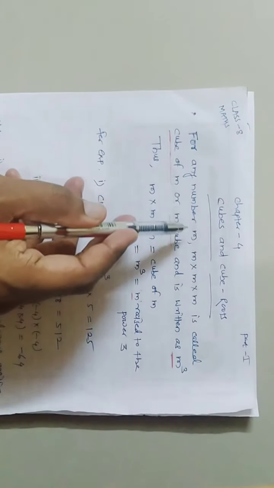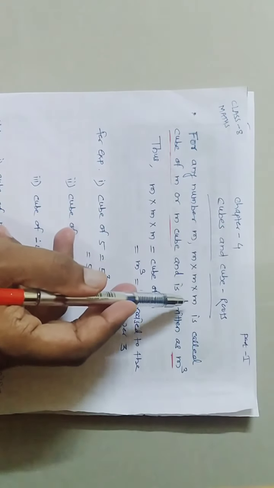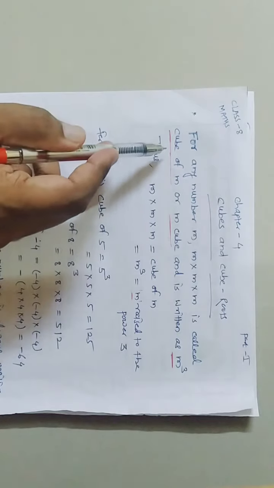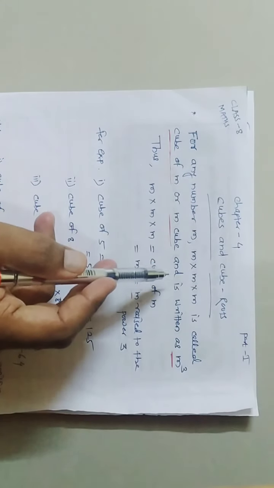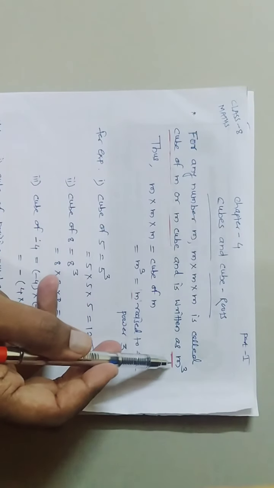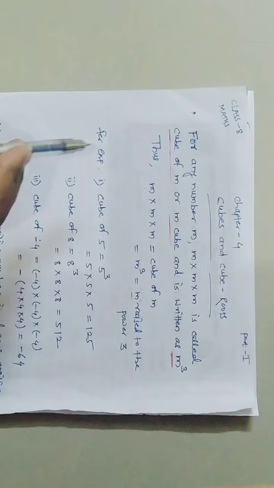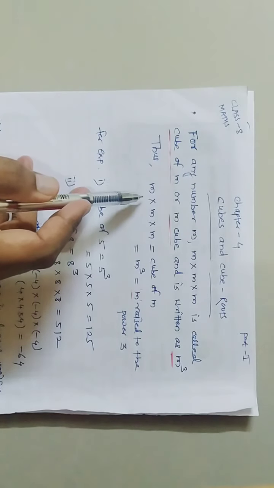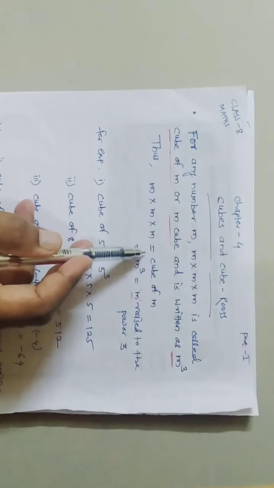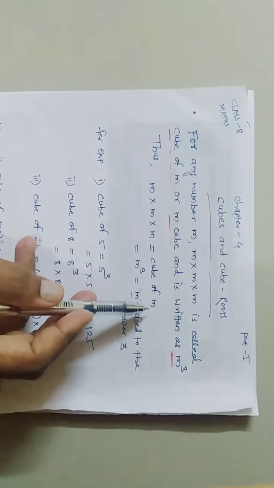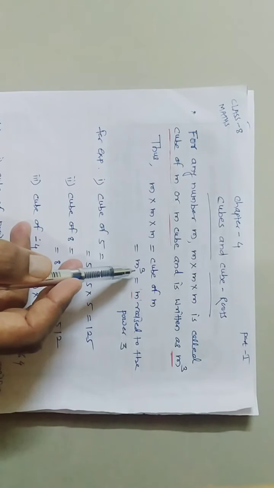For any number m, m multiplied by m multiplied by m is called the cube of m or m cube, and it is written as m raised to the power 3. Thus, m multiplied by m multiplied by m is equal to the cube of m, which is equal to m raised to the power 3.